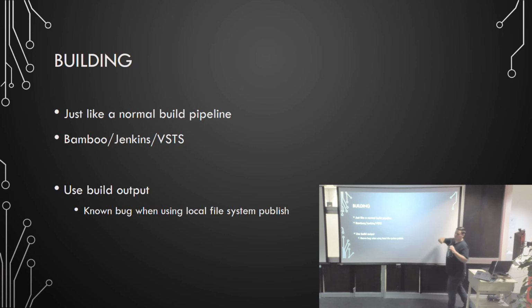The final thing I'll just say quickly, use the build output when you're doing artifacts. So when you're gathering an artifact after you've built an Azure function, use the build output. Don't try and publish to a local file system. It doesn't fire all the targets correctly. So just a bit of a gotcha.